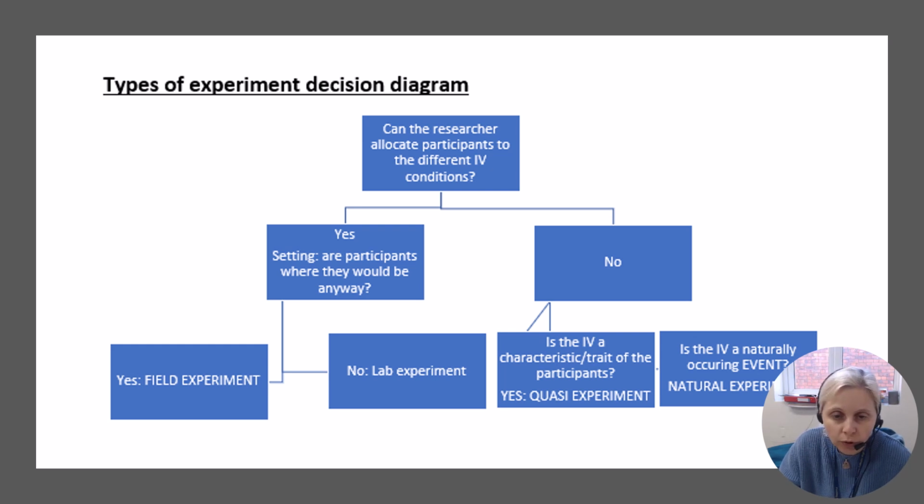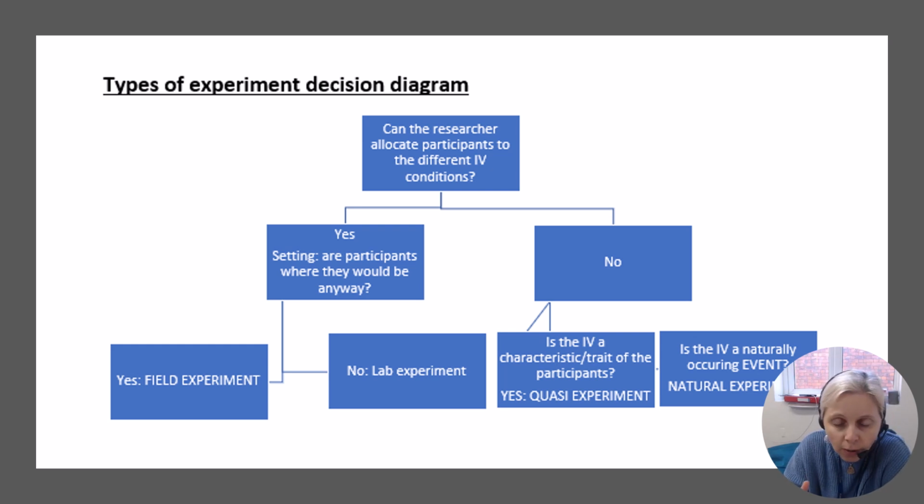Usually the confusion is between quasi and natural, or natural and field. So make sure when you're answering research methods questions that you're taking your time and that you think step by step about what you're doing in the context of the question. So first of all, you have to ask yourself, would the researcher be able to allocate participants to the different conditions of the independent variable?